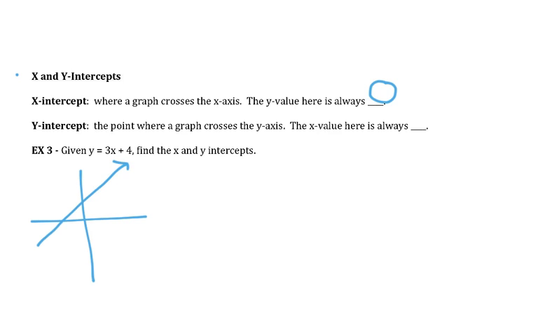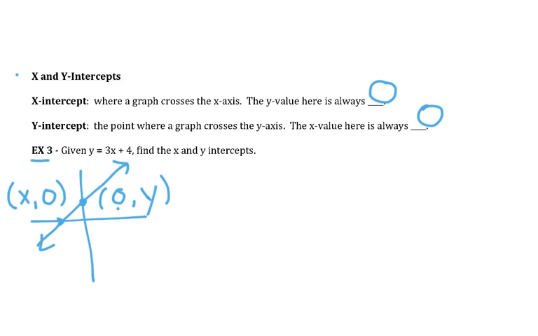So here's a linear equation, but it's the same idea with rational equations. The x-intercept, where you cross the x-axis, the coordinates there are always x, 0. The y value there is 0. For the y-intercept, it's the point where the graph crosses the y-axis, and the coordinates there are always 0, y, whatever your y value is. So the key for the y-intercept is that x is always 0.